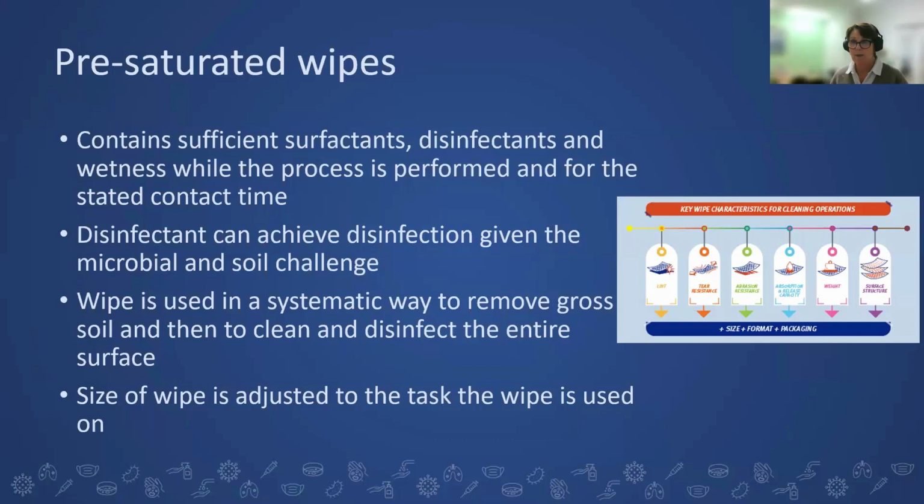We want to be able to use the wipe in a systematic way, as I alluded to before, so that it removes that gross soiling, and then it's able to clean and disinfect the entire surface. So you may find that you do actually have to use 2 wipes. If you were using a wipe system and the surface was very dirty, you would use 1 wipe to clean, and then 1 wipe to disinfect. And always think about the size of the wipe as well. A 13 by 10 centimetre wipe can't really be expected to disinfect an entire mattress and bed rails of a patient examination bed or trolley. So we do need to consider that, most certainly.